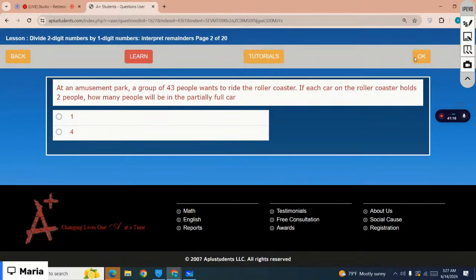At an amusement park, a group of 43 people wants to ride the roller coaster. If each car on the roller coaster holds 2 people, how many people will be in the partially full car? Yes, very good. The correct option is 1. When you divide 43 by 2, you have the remainder 1. The correct option is 1. Option number 1 is the correct option.